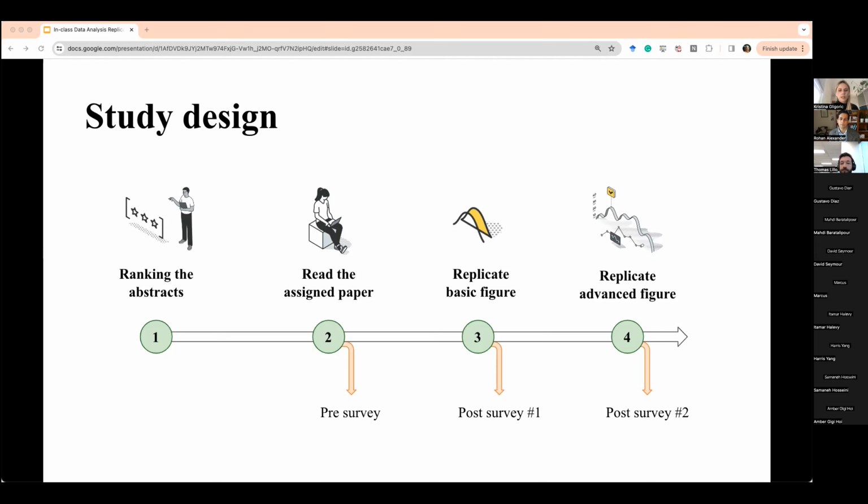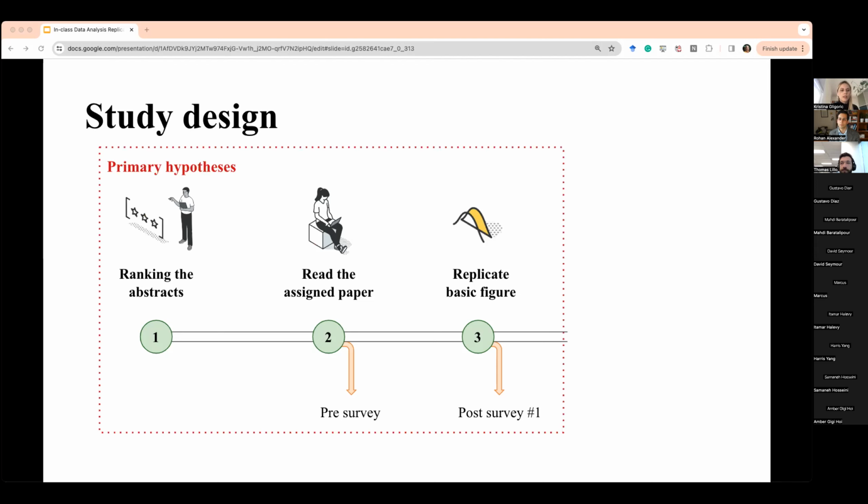And then I also wanted to mention that in these pre and post surveys, we also had control papers that students didn't replicate, so they didn't work on those papers. One was of the same type, the other one was of a different type, and they served as control to keep track of attitudes also for papers that are not being replicated. And then the primary hypotheses that we made were about the basic figure, but I'll also mention the more advanced figure.